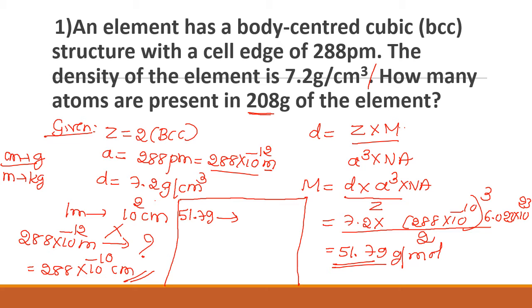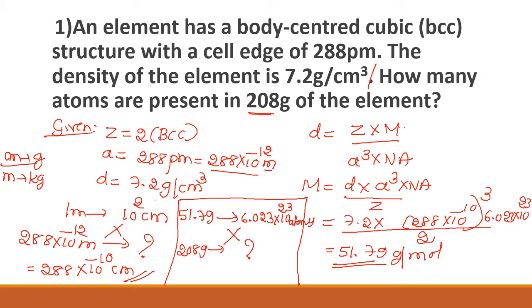So 51.79 is the molar mass, that much grams per mole. Per mole in the sense 1 mole, which is equal to its molar mass, always contains Avogadro number of atoms, 6.023 into 10 to the power 23 atoms. Now what is the question? How many atoms are present in 208 gram of the element?